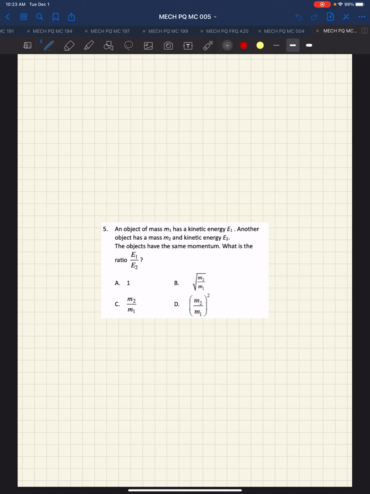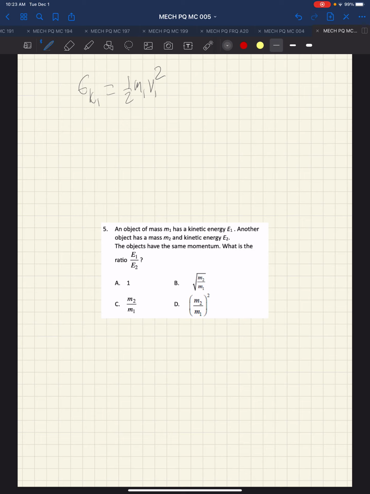So in this question, this is a complex algebraic problem. We've got an object M1 that has a kinetic energy of E1. I'm going to start writing these things down. So we have kinetic energy 1 is 1/2 M1 times V1 squared.